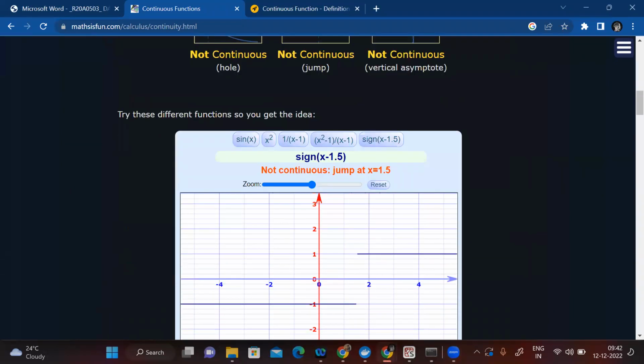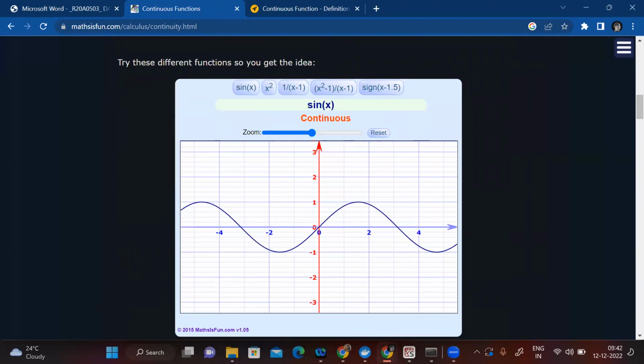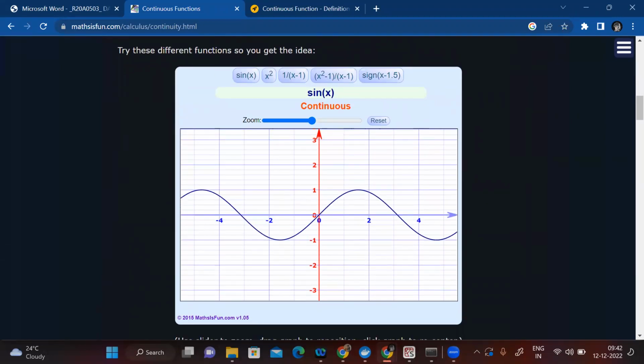If I click on sin x, what do you think, is sin x continuous or not? Whenever we want to tell that a function is continuous or not, we need to define the domain also. If I ask whether sin x is continuous between 0 and 2, so you can define it. This is an example of a continuous function. If you take x square, this is again an example of a continuous function.